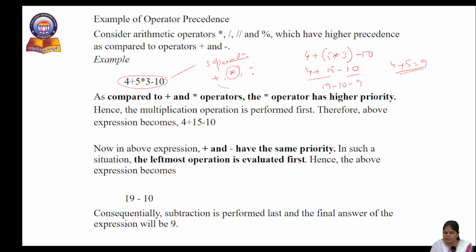So the value is the same. Plus and minus are given equal priority. But based upon the associativity, whenever we have equal precedence operators, we have to decide whether to evaluate left to right or right to left. That will be decided by the associativity rule. Plus and minus have the same priority, so in such a situation the leftmost operator is evaluated first. From 4 plus 15 minus 10, what is the leftmost operator here? Plus. So it will be evaluated first, and then the minus will be evaluated. So 19 minus 10, 9 will be the output.